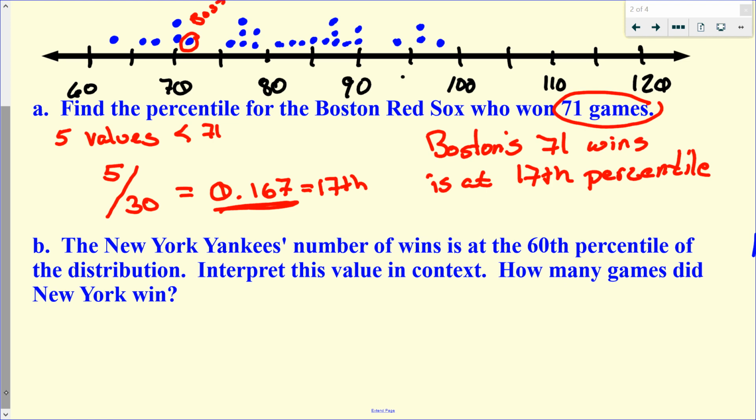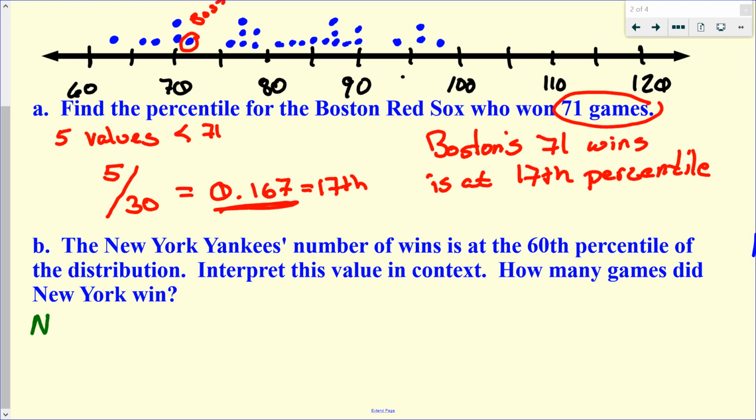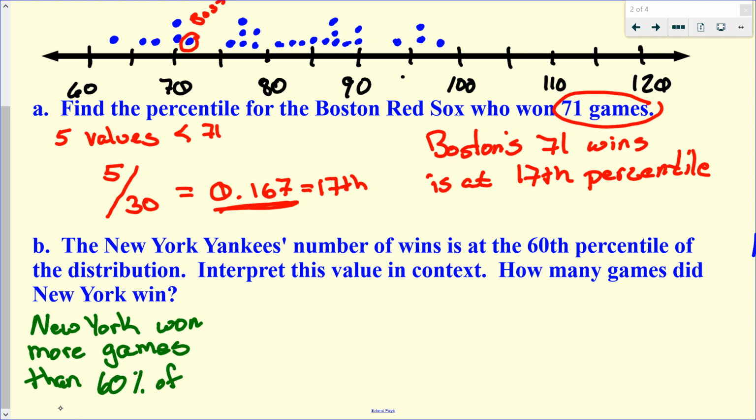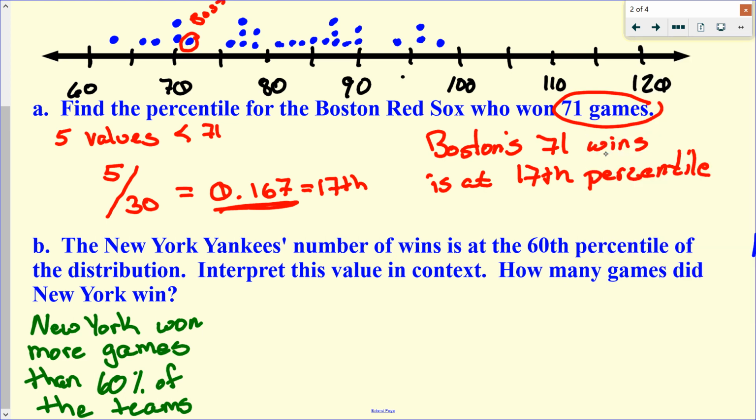How about going the other direction? If we know that New York is in the 60th percentile of the distribution, that tells us that New York won more games than 60% of the teams. We also know that there were 30 teams in Major League Baseball. So the 60th percentile leads us to 0.6 or 60% times the 30 teams gives us 18.